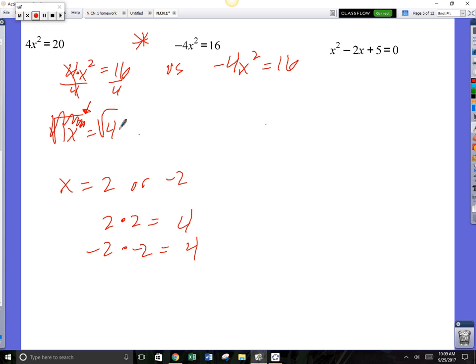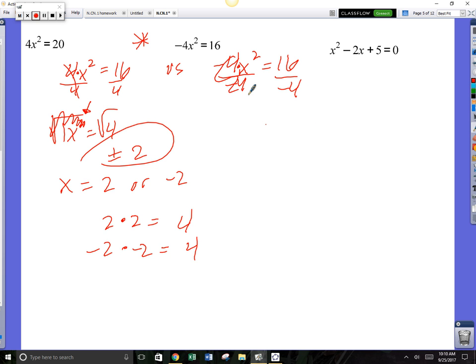So, Jackson, if you ever take the square root of something, give me both roots, plus or minus 2. A positive 2 is going to work, a negative 2 is going to work. So give me both roots. Now, let's go over here. So Brooke, same thing. Let's undo this multiplication. Let's divide by negative 4. Let's divide by negative 4.